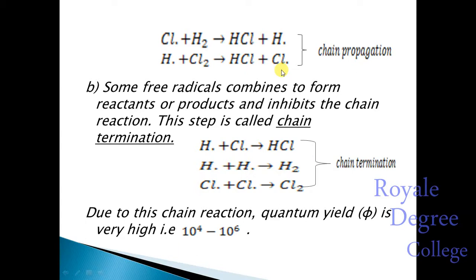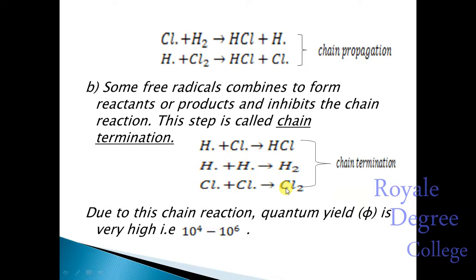Some free radicals combine to form reactants or products and inhibit the chain reaction. Inhibit means it will stop the chain reaction. This step is called chain termination. You can see here hydrogen free radical and chlorine free radical. When they are reacting, we are getting HCl. With this, the chain will stop, chain terminate. Then hydrogen free radicals combine, we are getting hydrogen molecule. Here the chain will terminate. Chlorine free radicals, if they are reacting, we are getting the chlorine molecule. These are the chain termination steps.